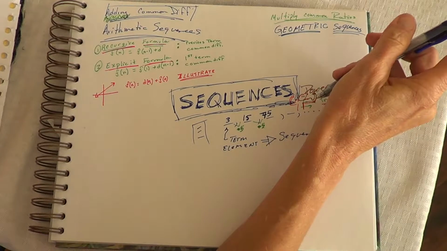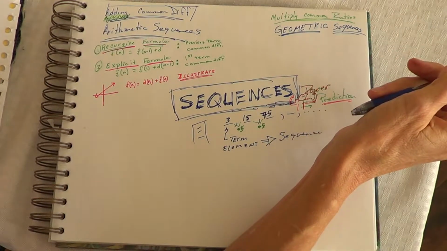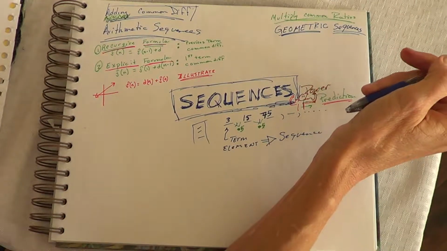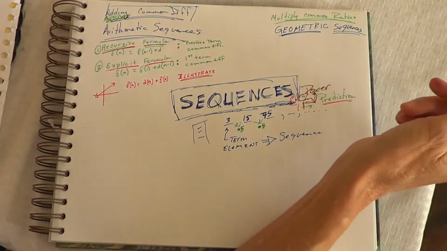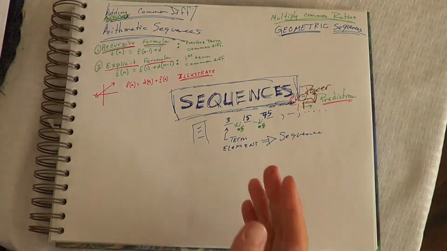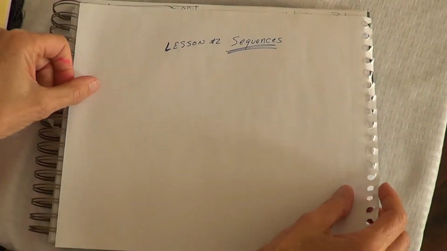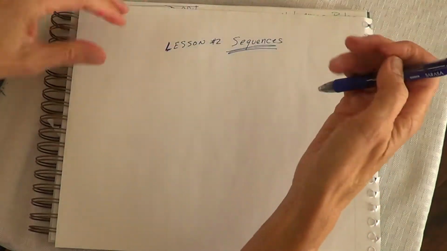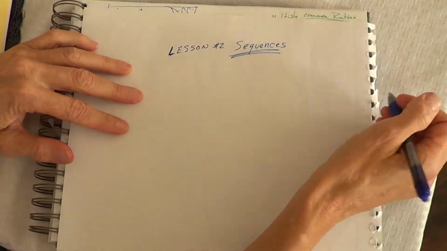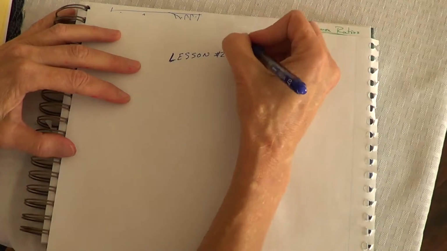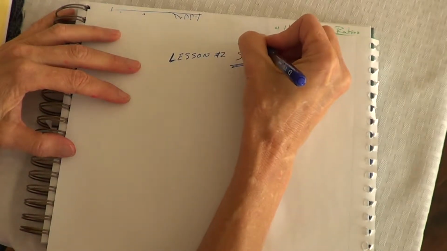We're going to look to see if we can find recursive formula, explicit formula, illustrate them, and all of that. Okay, here we go. So, lesson 2, sequences. Let me go ahead and put that up there. They are geometric.